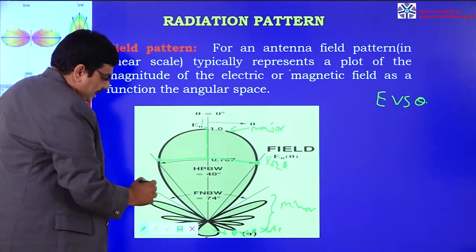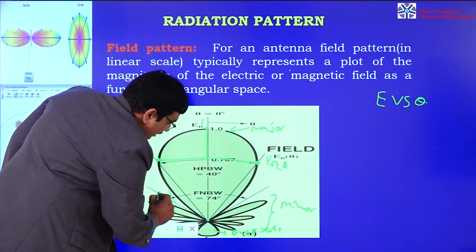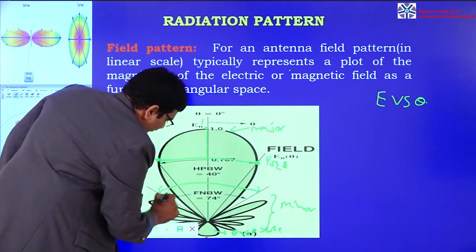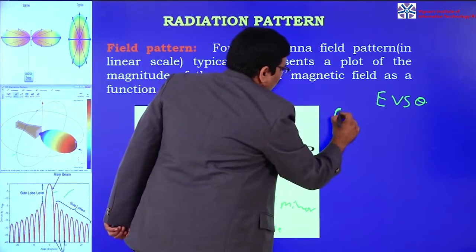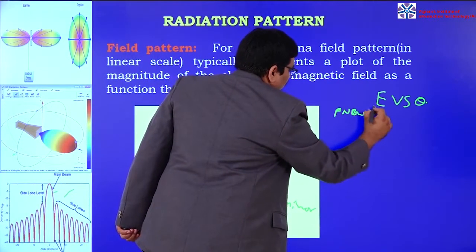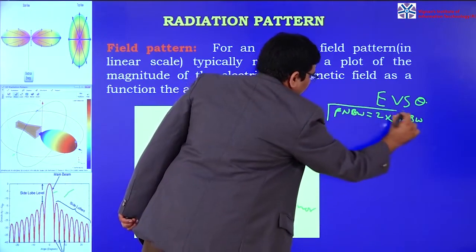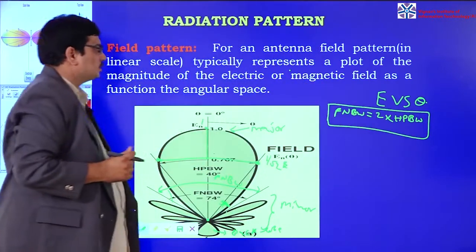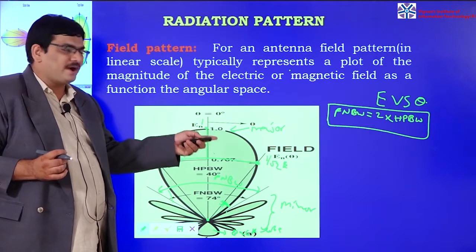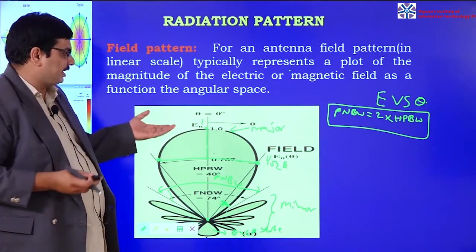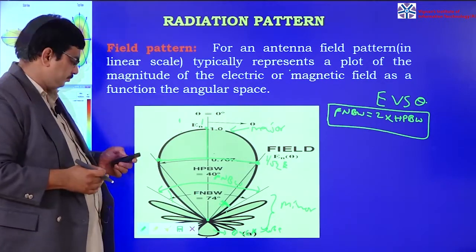Suppose if you draw a line at the nulls, so here in this null, the angular difference between these 2 points is called first null beam width. Always first null beam width is equal to 2 times your half power beam width. So in the field pattern, we are drawing a line at 0.707 of your total normalized electric field, then we are getting your half power beam width.